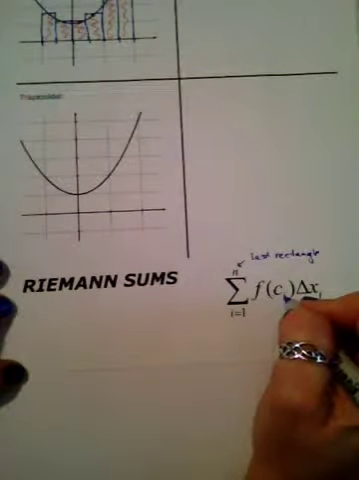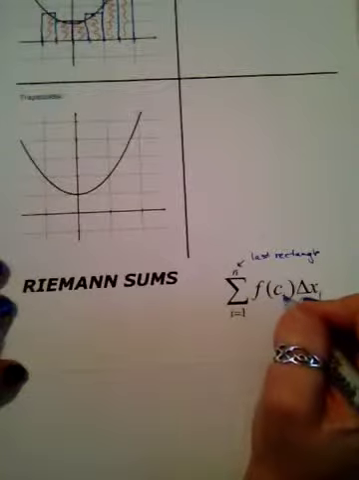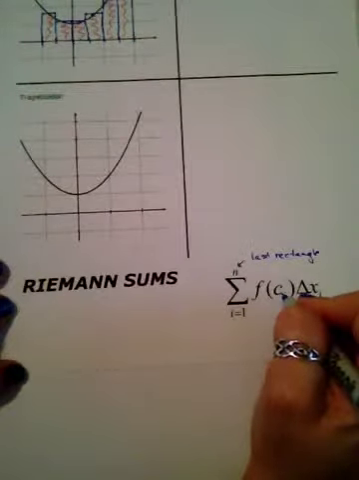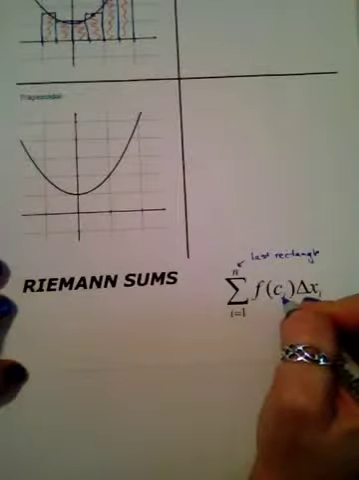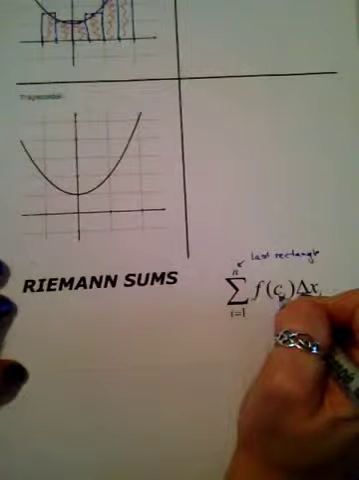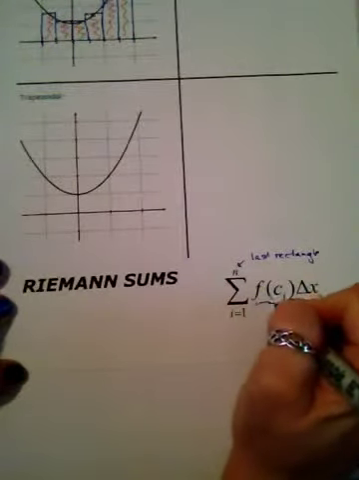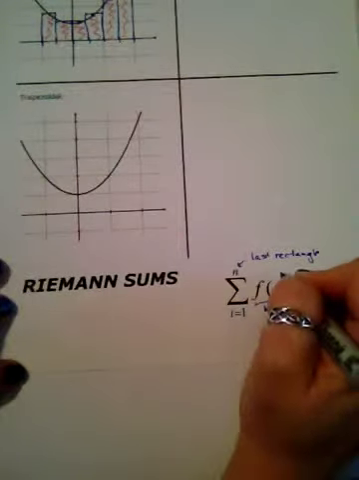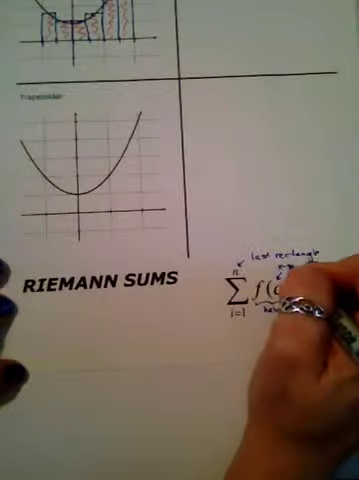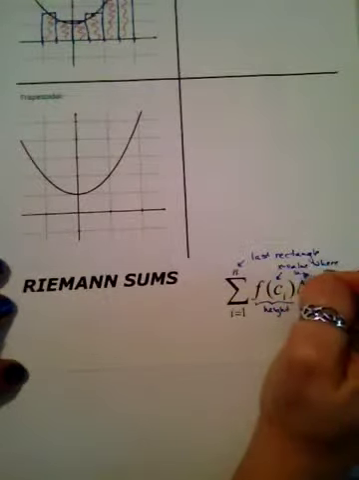C sub I is the place where you're actually finding the height. So on the left-hand side, C sub I would be the x value on the left-hand side of each subinterval. Midpoint will be in the middle, right hand on the right-hand side. And it's f of C sub I because you're taking that x value and plugging it into your function to get the height. So this whole thing represents the height of each rectangle. This is the x value where a height is found.